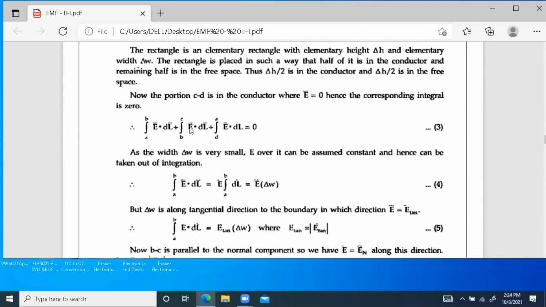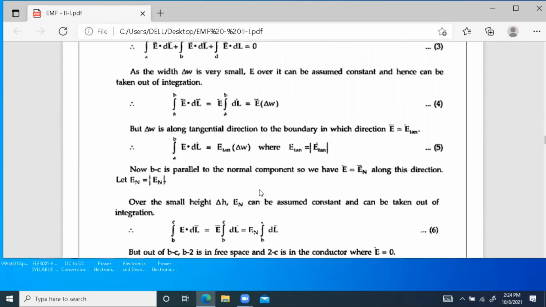So we can take out the E. Right? So E dot dl becomes E; we take it out because it's a constant over A to B. But delta W is along the tangential direction to the boundary, in which direction E equals E tangential. So E now becomes E tangential. Right?